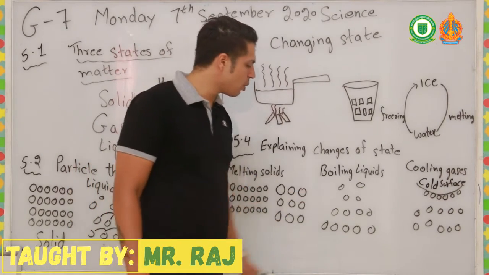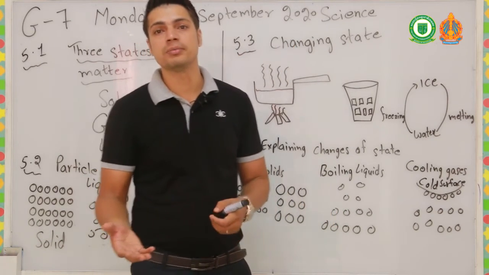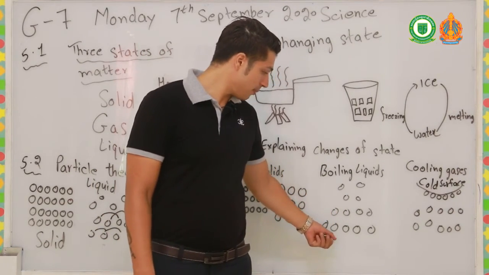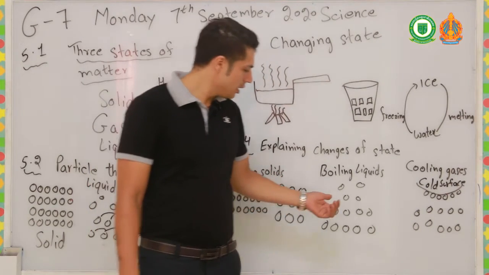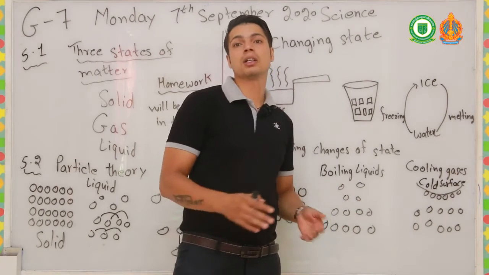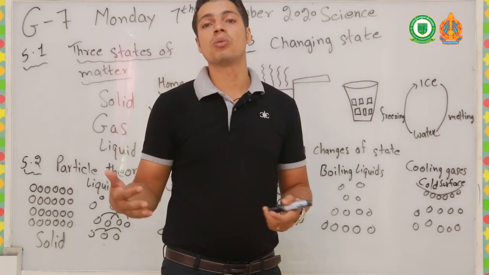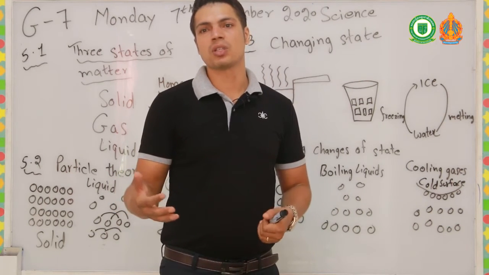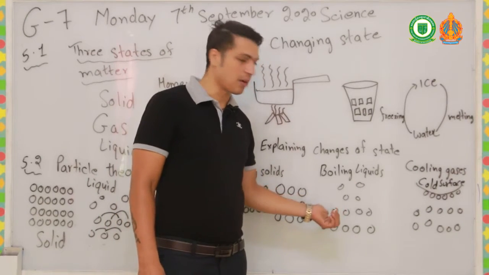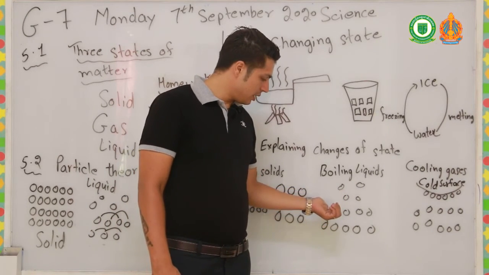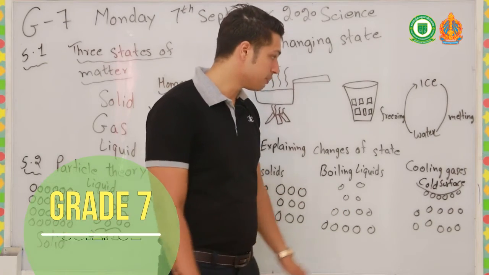Boiling liquids: when we boil water, some particles in the water get heat energy, so they have no more attractive forces. They start to move freely upwards, they become gas, and they move upwards freely because they have no more attractive forces.